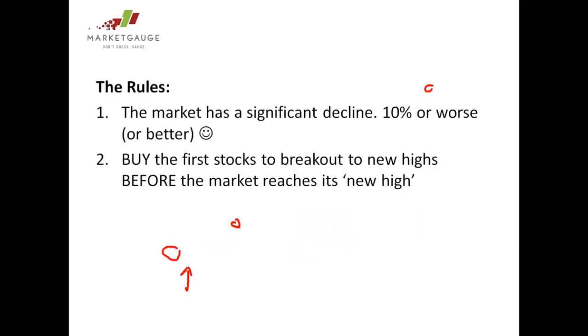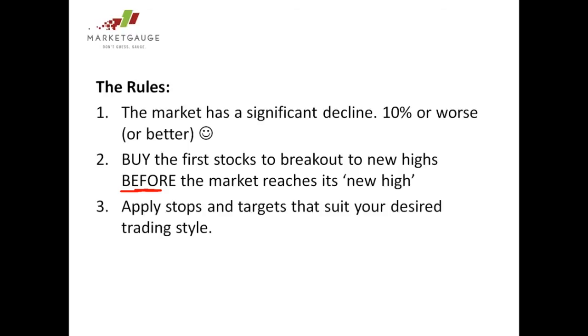where the market correction has to be at least 10%. The first stocks to break out before the market reaches the new high. That's critical, before they reach the new high. And then you can apply the stops and targets as you wish. I've put a 20% stop in there to give the stock enough volatility around that high to demonstrate that there's a real edge. So does that make sense? Before I go and look at what this means actually on a chart, does that make sense to everybody?